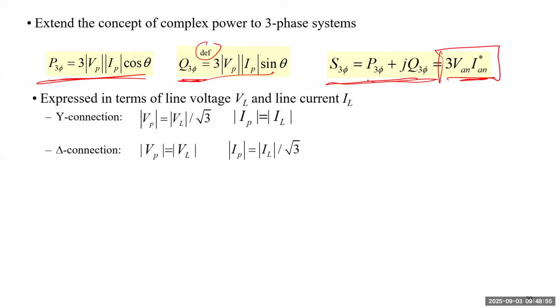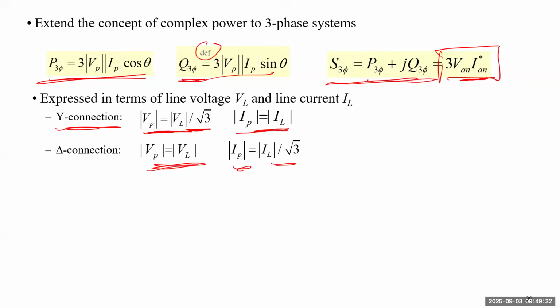But sometimes you have to assume either Y connection or delta connection. To calculate 3-phase complex power, you utilize whatever can be measured directly. For instance, if the load is a Y connection, the phase voltage will be the line voltage divided by 1.73, but phase current is equal to line current. But for delta connection, the phase voltage is equal to line-to-line voltage, but phase current is equal to line current divided by 1.73.